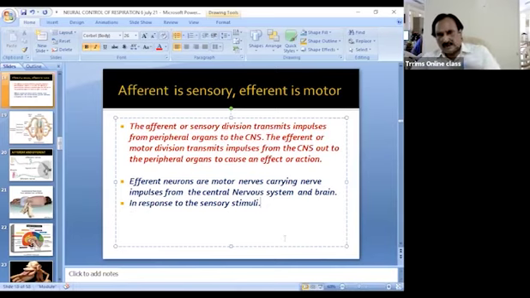Efferent neurons are the motor nerves carrying nerve impulses from the central nervous system and the brain. This is in response to the sensory stimuli. Note down, this is very important. Generally, we are going to talk about the afferent and efferent. Afferent terminates in the central nervous system, and efferent is coming out from the central nervous system and innervating the voluntary and the autonomic nervous system, namely the glands or the heart or the other parts.